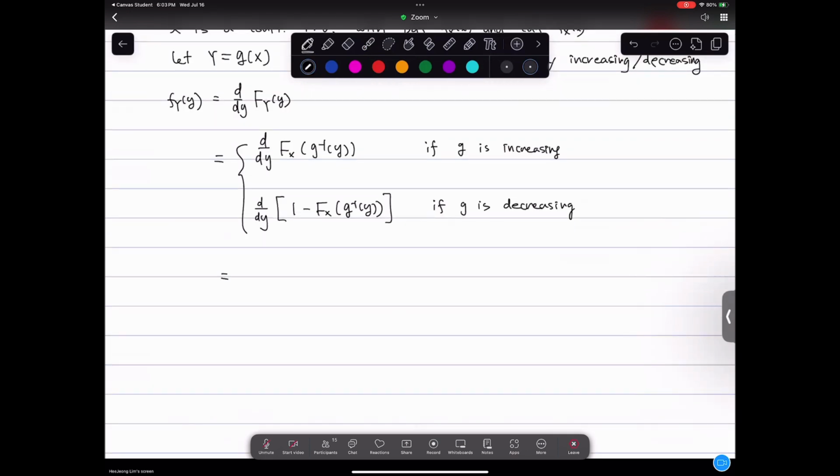If you take the derivative, let's start with the increasing case. So you're going to be getting the PDF of x of G inverse of y, and you times by the derivative of G inverse. So that should be it. So that's your PDF of a random variable.